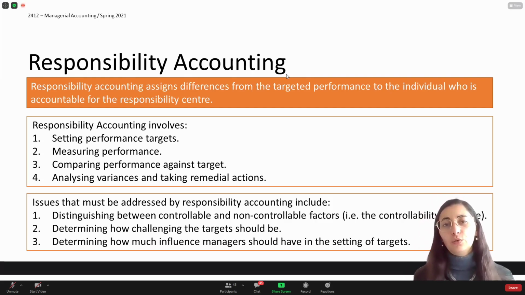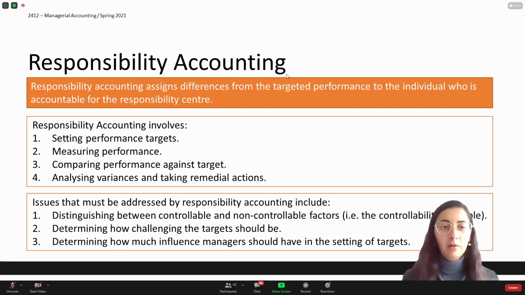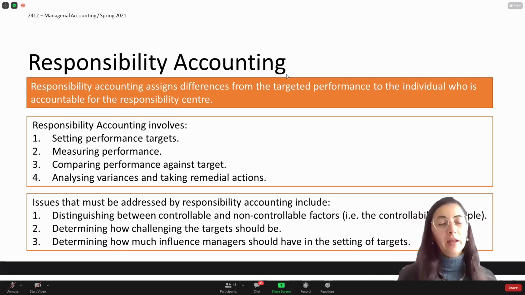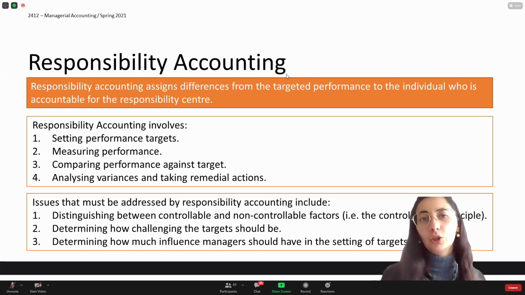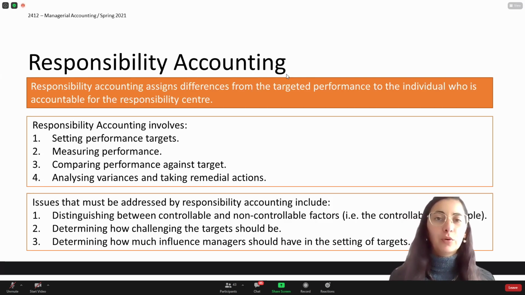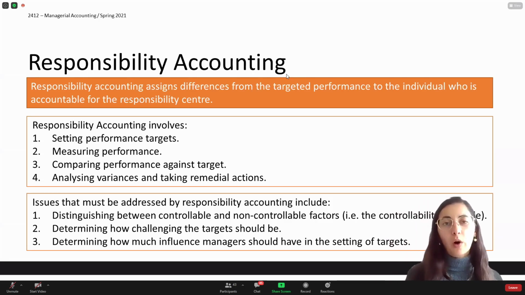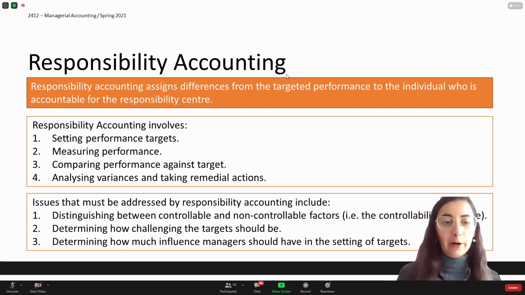And also we need to think about how challenging the targets should be. Because if we set a target of, say, 1 million of sales revenues, maybe that is not achievable. It does not make sense because it is a small shop. We sell very few products. There's no way we can ever achieve 1 million in sales with the products, with the size that we have. So we have to think about how challenging and realistic the targets are.